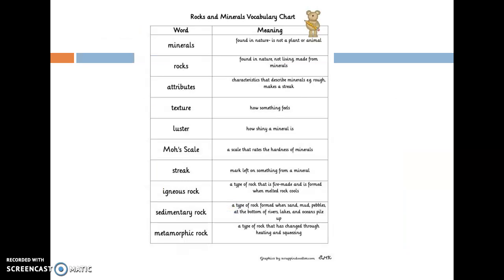Now, I would like you to go through this minerals and rocks vocabulary chart. Most of the words are common, except I think the metamorphic rock, which I'm going to start off tomorrow, and the Mohs scale, which is just a scale and extra information for you. Other than that, you just note the meanings of each of them.